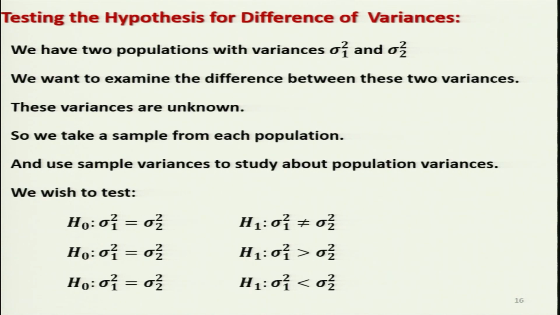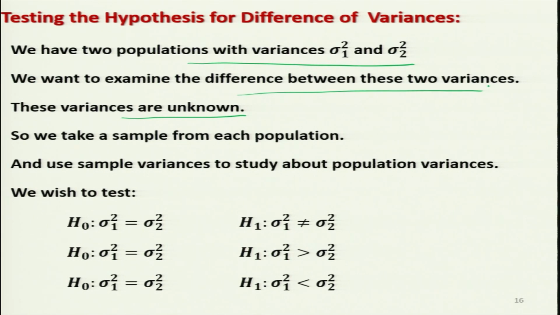Now, after this let me take the second case where we want to test the hypothesis for the difference of the variances. Suppose we have two populations with the variances sigma 1 square and sigma 2 square, and these variances are unknown, and we want to examine whether the difference between these two variances is significant or not. We follow the same approach: we take a sample from both the populations, estimate the sample variances, and then conduct the test of hypothesis. The H naught here is sigma 1 square equal to sigma 2 square, and the alternatives can be sigma 1 square not equal to sigma 2 square, or sigma 1 square greater than sigma 2 square, or sigma 1 square less than sigma 2 square.